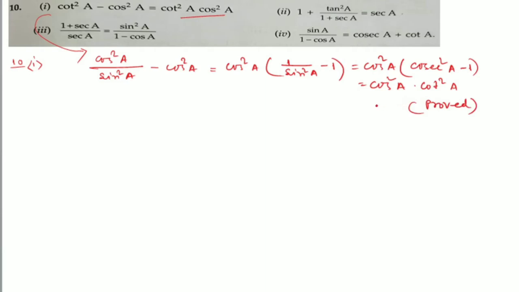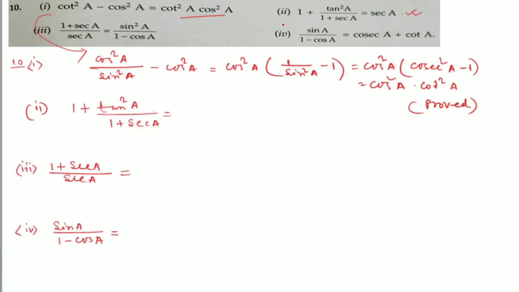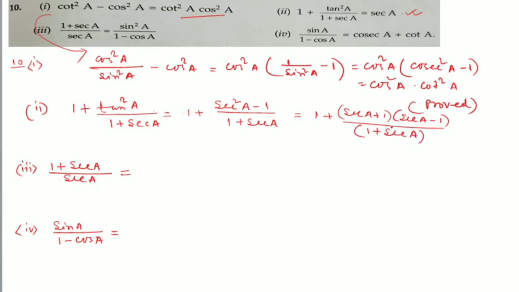Okay, next one is number 2, (1 plus tan square A) divided by (1 plus sec A) is equal to sec A. We have to prove it. Okay, in problem number 2, the problem is (1 plus tan square A) divided by (1 plus sec A) is equal to sec A. We have to prove it. Okay, it can be written as sec square A minus 1, here it is 1 plus sec A. Okay, here it can be written as (sec A plus 1) into (sec A minus 1) divided by (1 plus sec A). That is the formula, A square minus B square means (A plus B) into (A minus B).